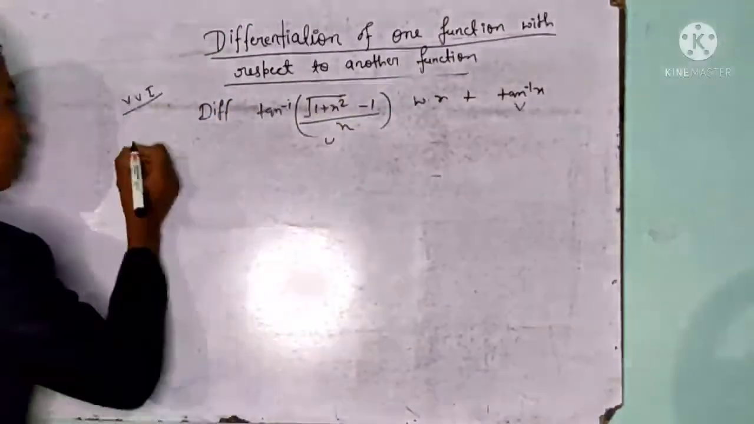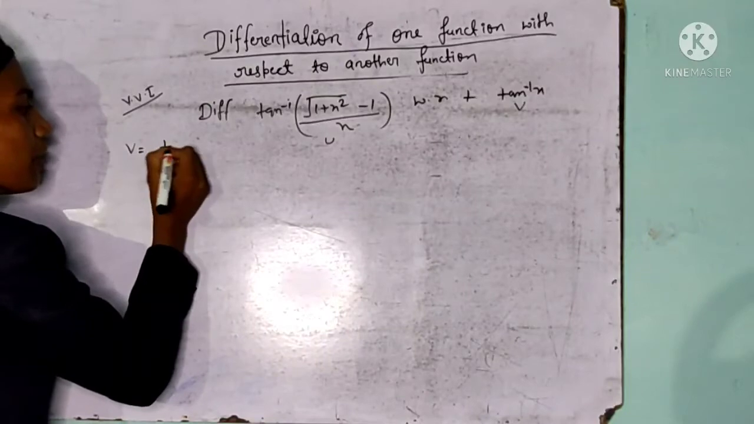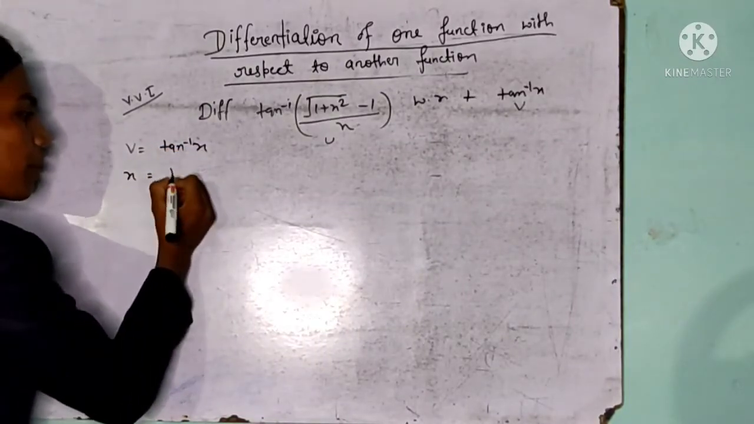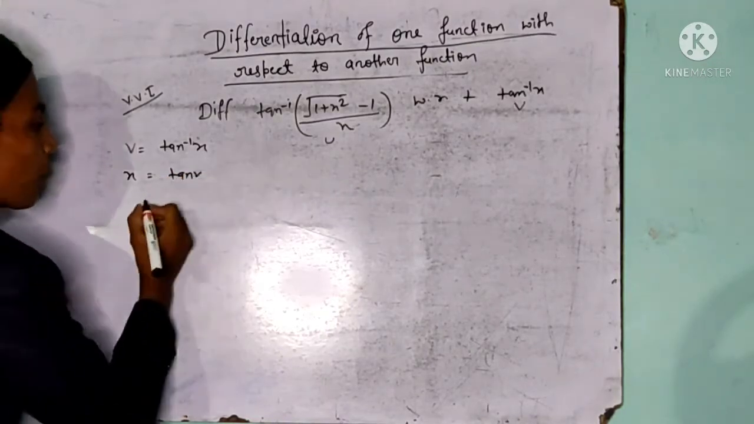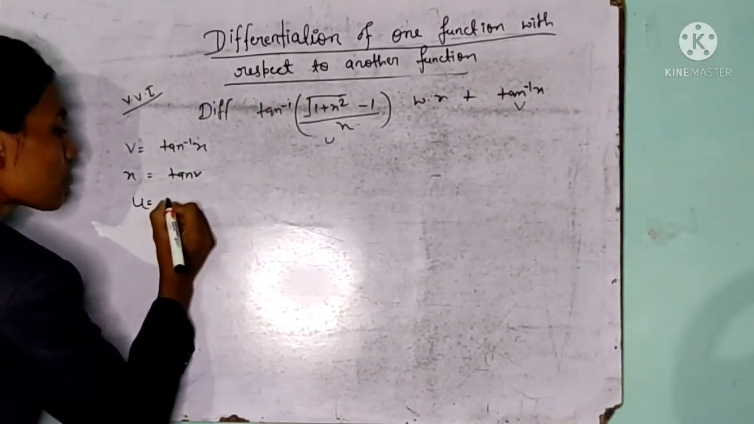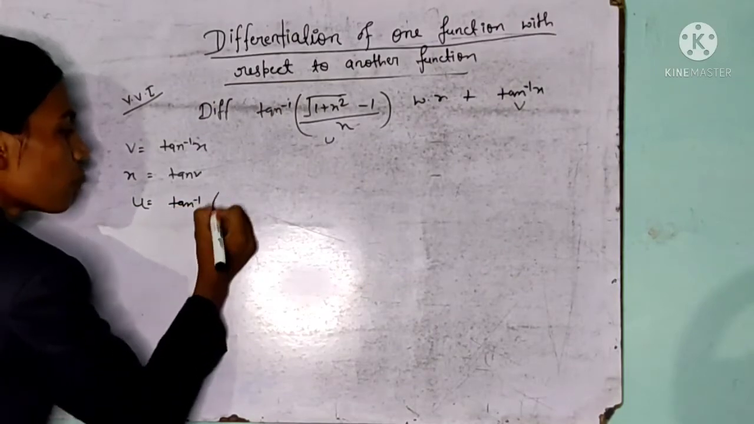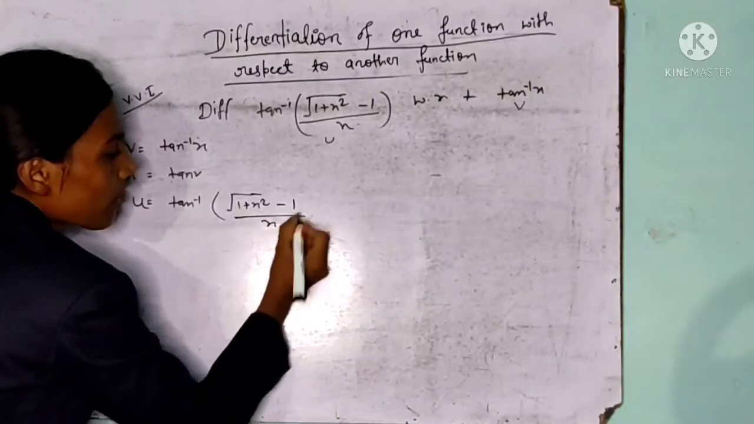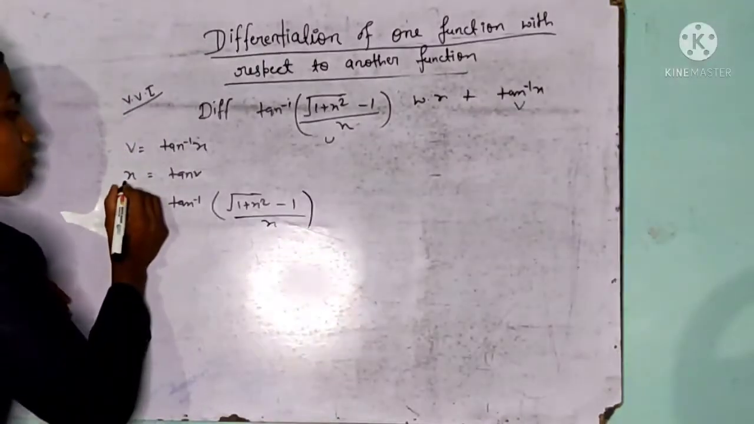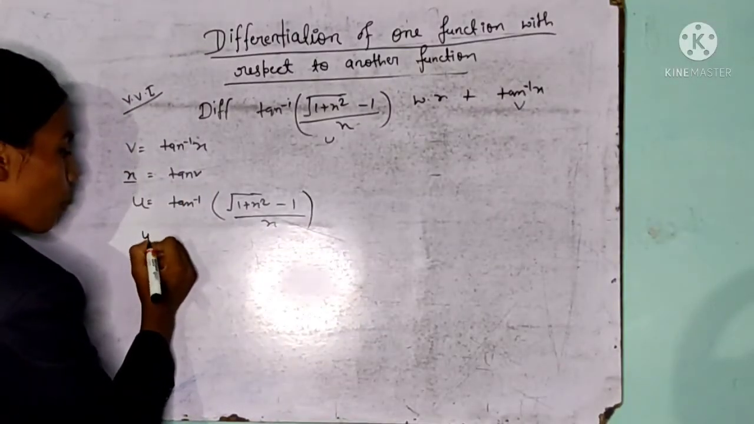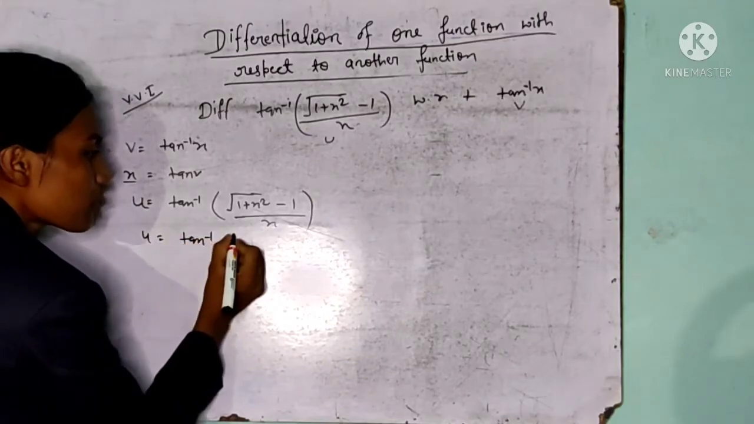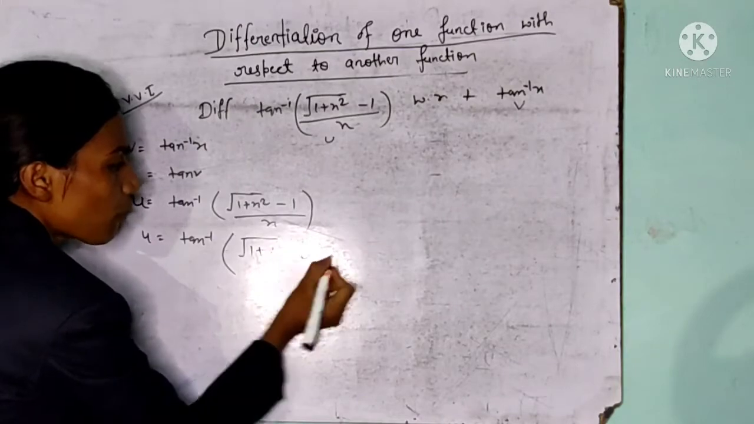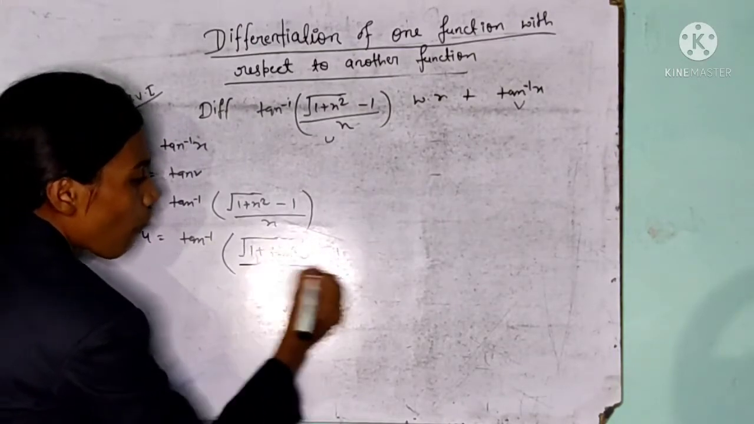Now first I take v is equal to tan inverse of x. Now, taking tan on both sides, we get x is equal to tan v. And u is equal to our function, tan inverse of (square root of 1 plus x squared, minus 1) upon x. Now substitute x is equal to tan v. What happens? We get tan inverse of (square root of 1 plus tan squared v, minus 1) upon tan v.